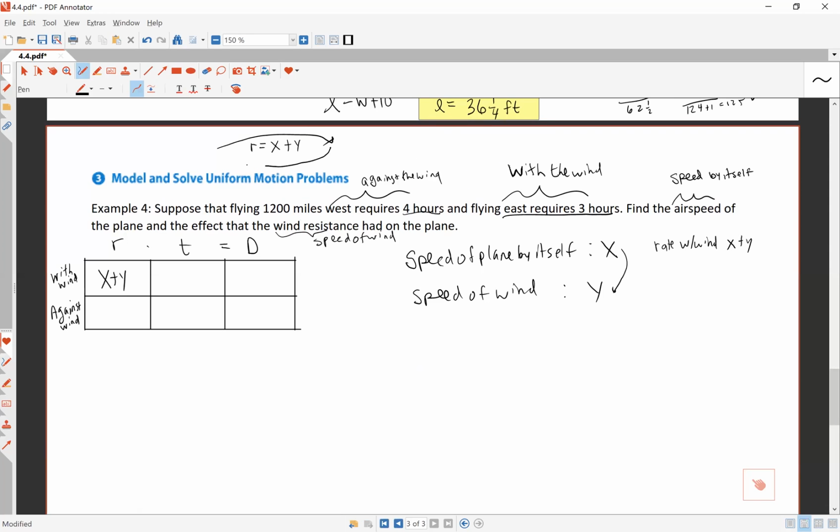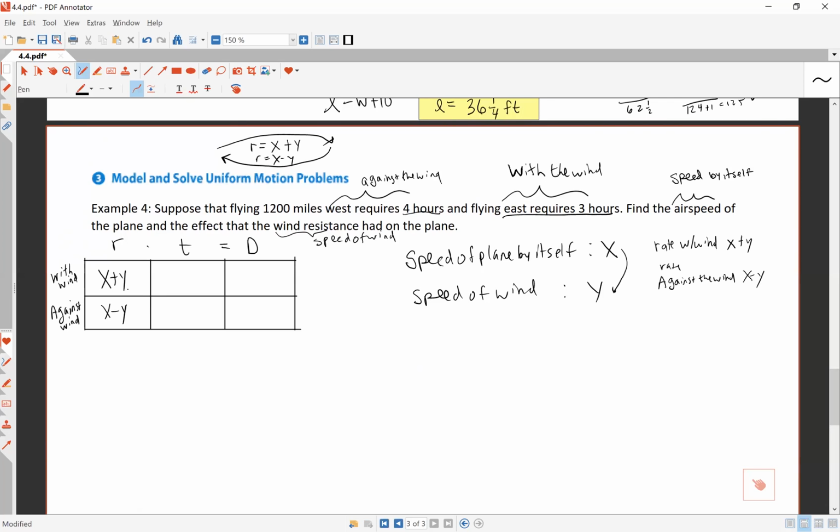But when you go back the other way, this time the wind is in your face and it's pushing against you, so that when you go against the wind, your rate is the minus. The wind will take away some of your speed. And so the rate against the wind is x minus y. That is the major trick to these problems when we go with and against the wind or with the current. Sometimes you have a current in the ocean or in a river.